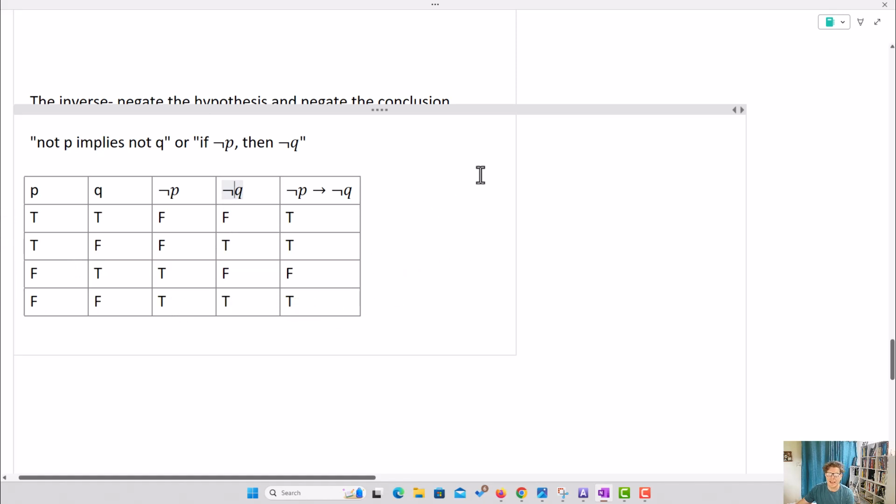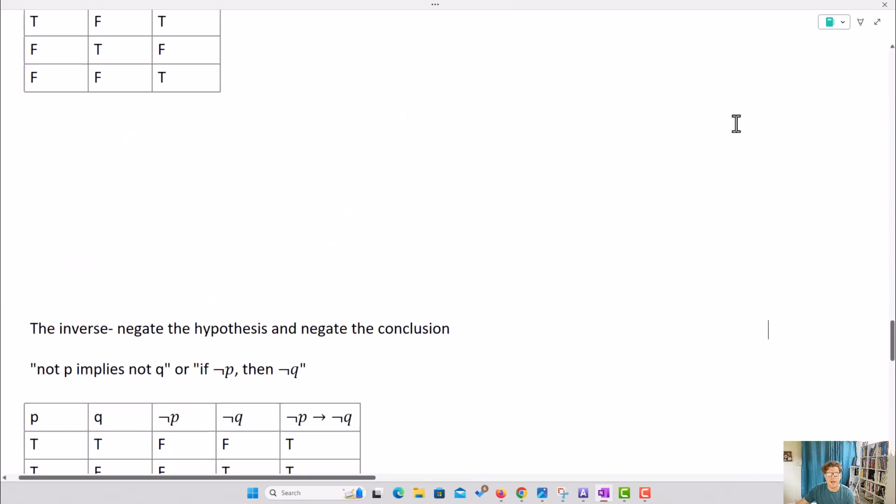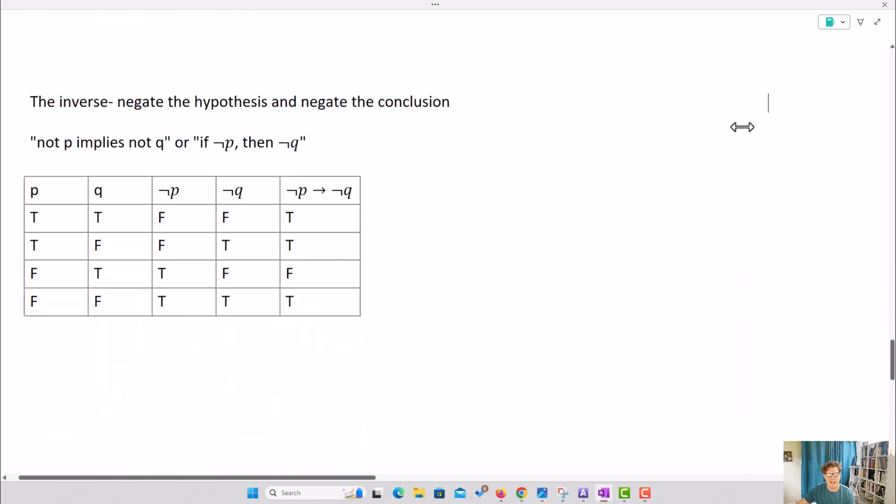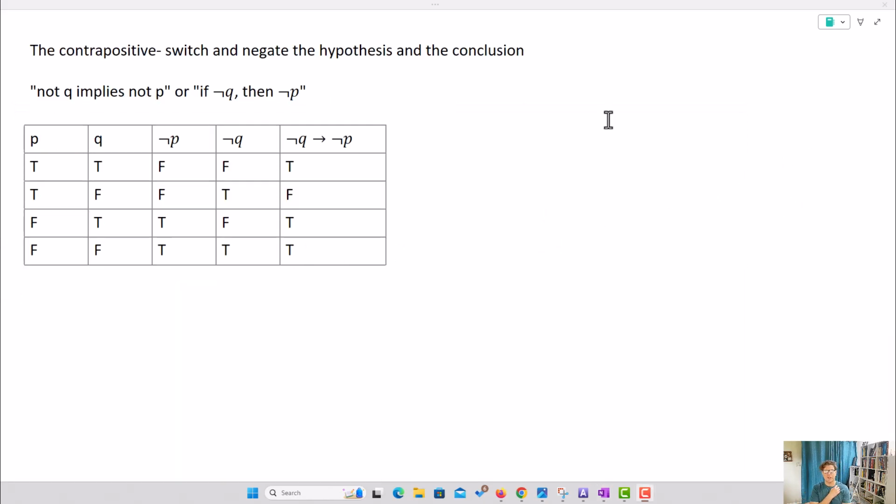One key thing that we're going to talk about when we talk about logical equivalence is we're going to notice that both the converse and the inverse end up having the same truth table. That is, no matter what P and Q are, the converse and the inverse end up having the same truth values. TTFT, as we say. The last one is called the contrapositive.